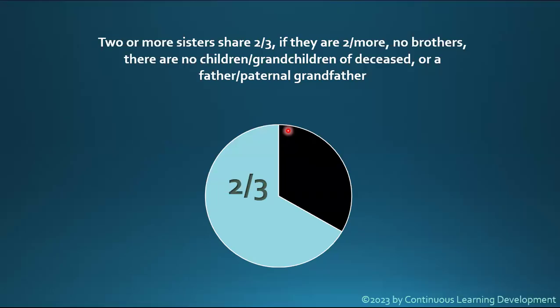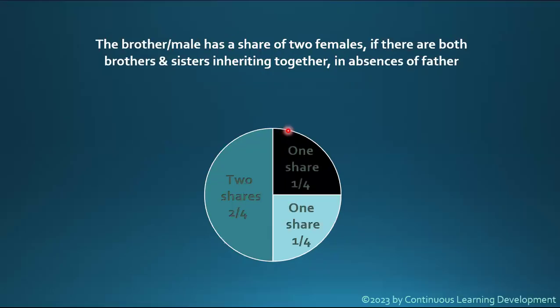Okay, in that case, two or more sisters share two-thirds. The brother, male, has two shares, just like the son. The male brother has the same status as the son. He will have two shares of the female. If there are both brothers and sisters inheriting together in the absence of a father, the male has a share of two females.